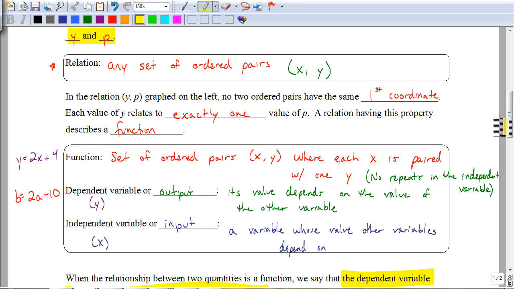Now what you may want to do is pause this video and write down this information and then hit play again so you can make sure you have a clear understanding of what this is all about. But let's look at these terms now.